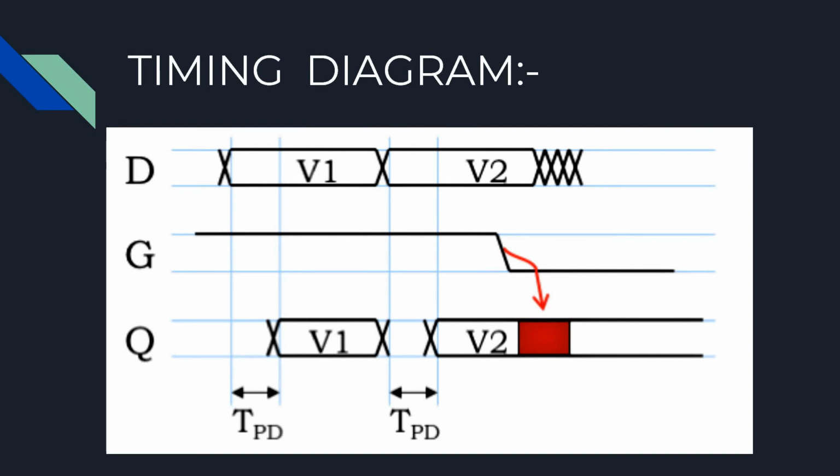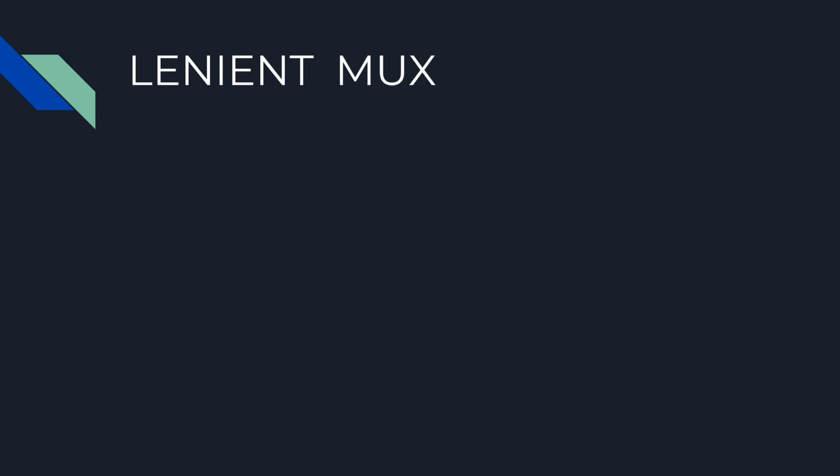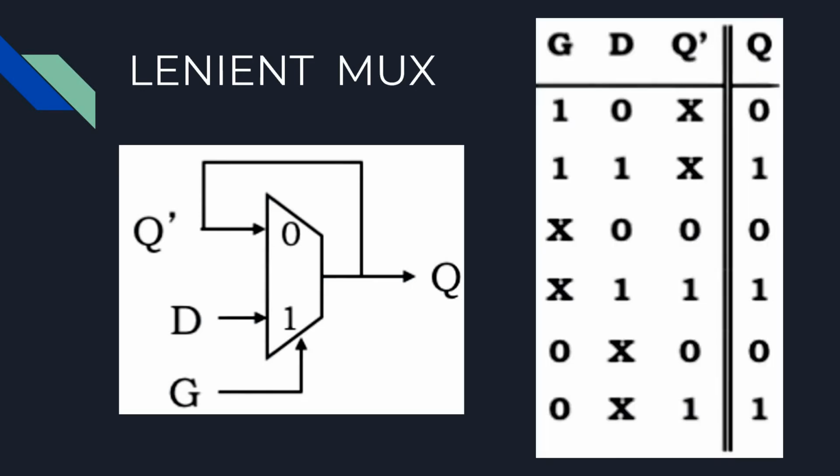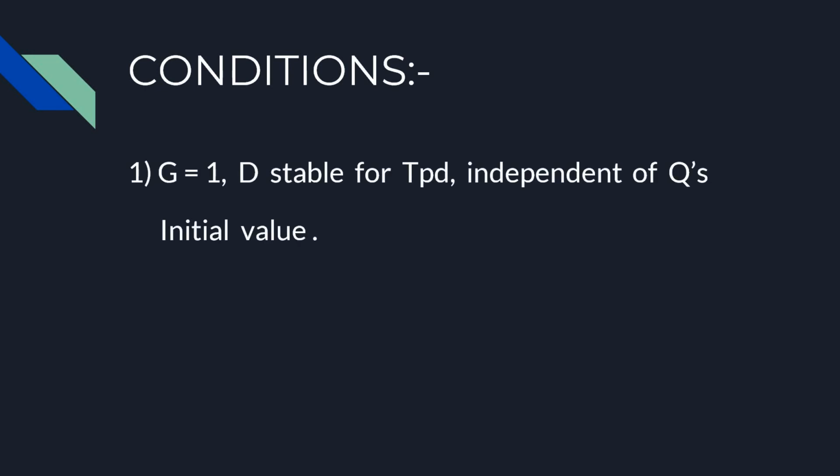That's why we specified a lenient mux for our memory component. The circuit diagram and truth table of the lenient mux is shown here. The output of the lenient mux remains valid and stable even after an input transition under any of the following three conditions. First one, when we are loading the latch by setting G to 1 or setting G to 0, once the D input has been valid and stable for propagation delay, we are guaranteed that the Q output will be stable and valid with the same value as the D input, independently of the Q's initial value.